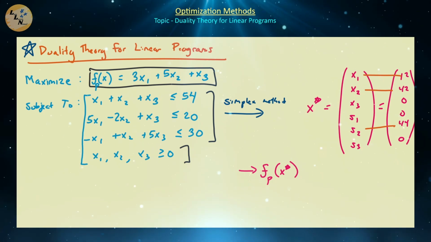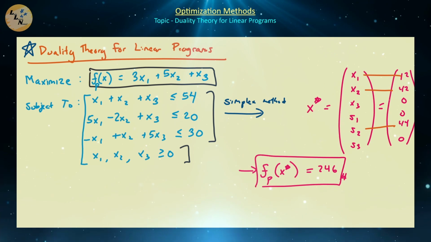Once you plug in 12, 42, 0, 0, 44, and 0 into that objective function, you can see that it gives us a value of 246. You can try all the other basic feasible solutions and notice that you cannot generate a value bigger than that. And if you have some 3D or 4D software for graphing, you can also verify that graphically.